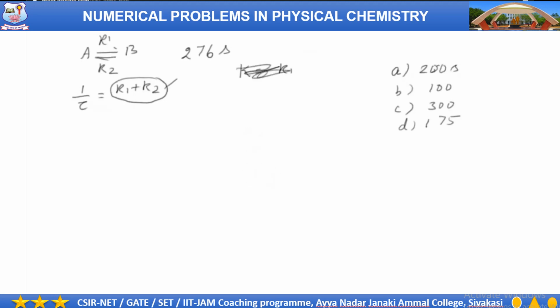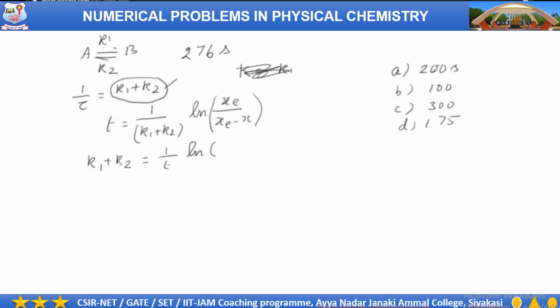Then another method by which K1 and K2 can be calculated is t is equal to 1 by K1 plus K2 into log of XE by XE minus X. This is the integrated rate equation for the equilibrium reactions. Here K1 plus K2 is asked. Therefore, we take it to the left hand side, and 1 by t into ln XE by XE minus X. What is X? The amount that is present. That is nothing but 1/4 of the XE, the equilibrium amount, as it is given as 1/4 of the equilibrium amount of B. And the time taken is given as 276 seconds.